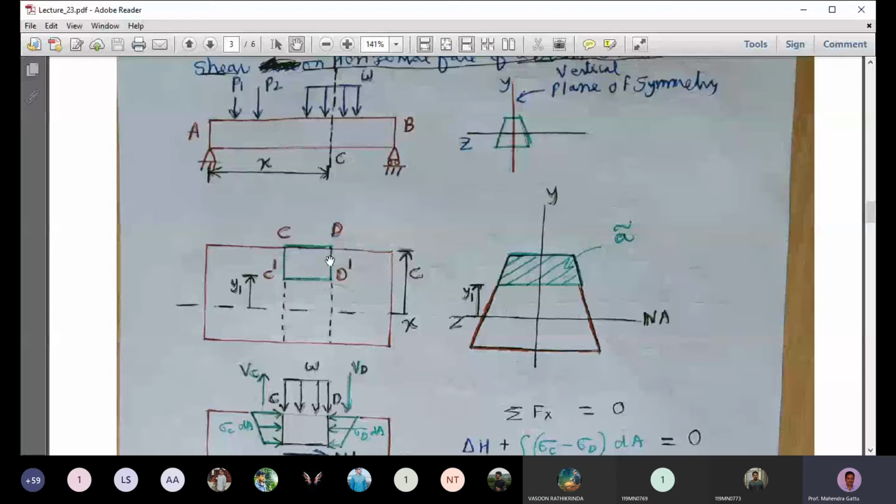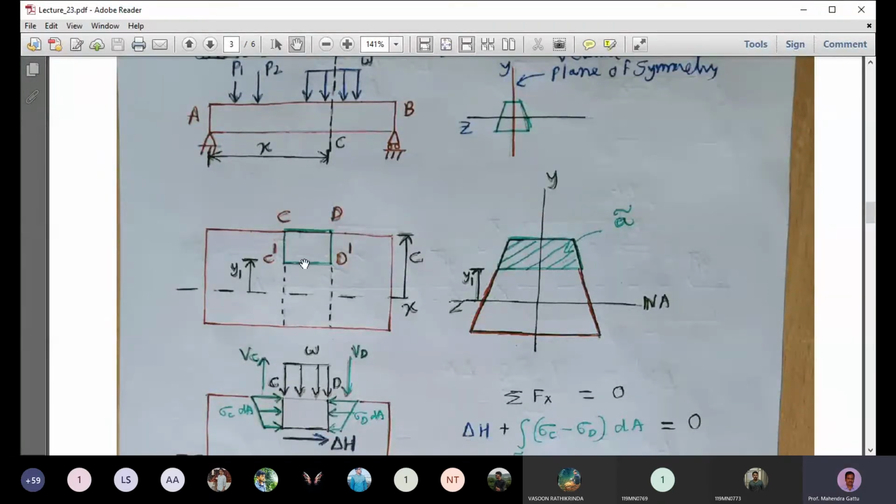The distance between these two vertical segments is delta x, and at a distance of y1 above the neutral axis, we have cut a horizontal surface. There will be a corresponding horizontal surface represented by this line. From the side view, the transverse cross section is this one, and at a distance y1 above the neutral axis, we have this horizontal line. Our main interest is the horizontal shear force acting on this segment C prime D prime.